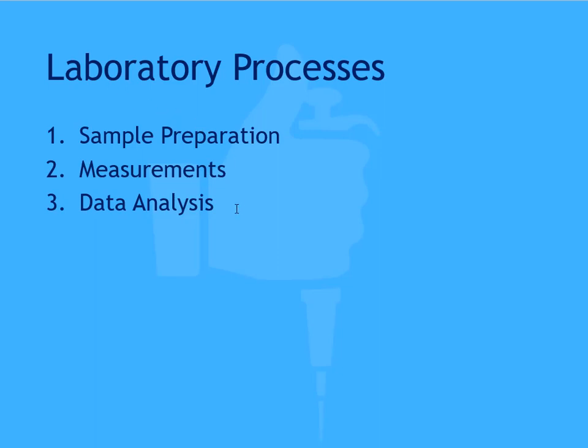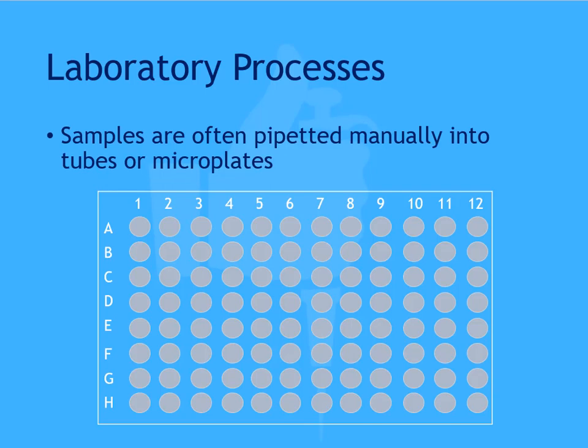MyAssays is designed specifically for in vitro analysis, meaning that assays are performed on samples that are collected and prepared in a lab rather than in a living organism. Sample types can include blood, urine, saliva, and tissue samples. These samples are often manually pipetted into tubes or microplates.